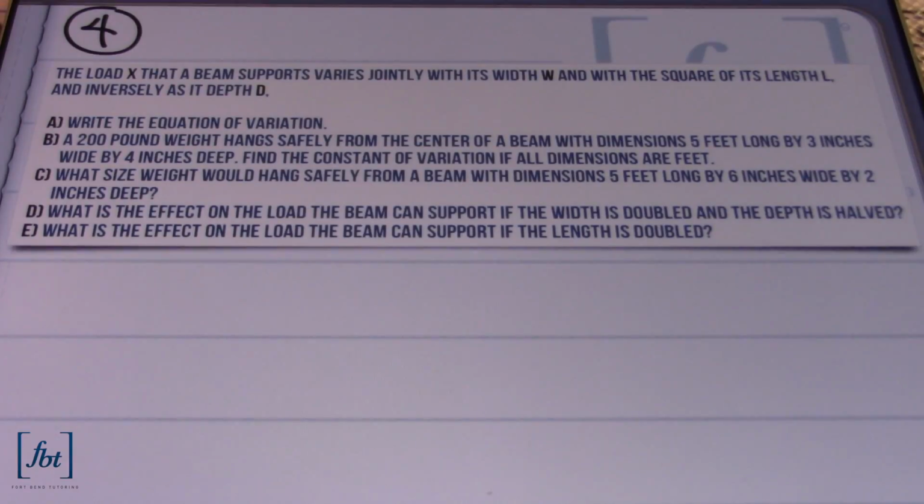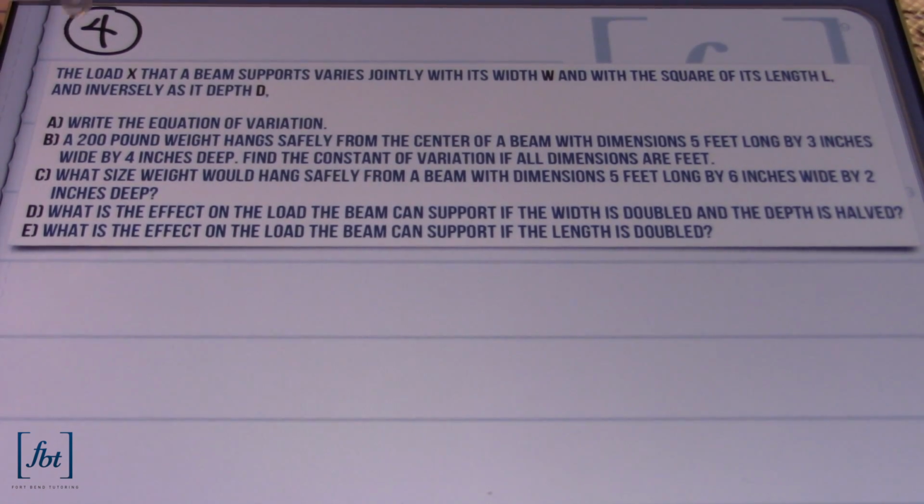Problem number 4 is a doozy, and it has 5 parts for us to answer. It says the load X that a beam supports varies jointly with its width W and the square of its length L, and inversely as its depth D. Say that 5 times. Part A wants us to write the equation of variation.